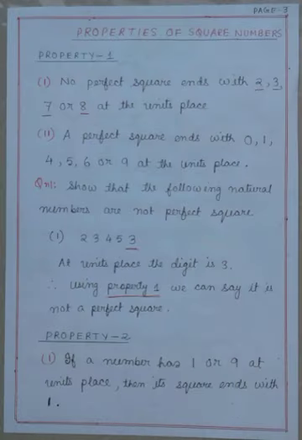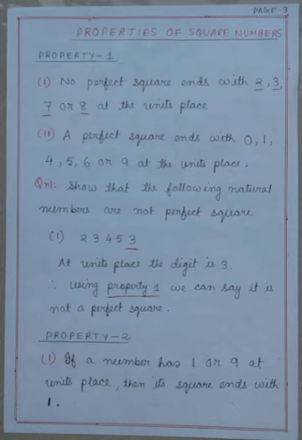Now the next topic is properties of square numbers. Property number 1.1: no perfect square ends with 2, 3, 7 or 8 at the units place. So by looking at the last digit of the number, we can tell if a given number is a perfect square or not. Point number 2: a perfect square ends with 0, 1, 4, 5, 6 or 9 at the units place. So to check whether a given number is a perfect square or not, we have to check the last digit of the number.